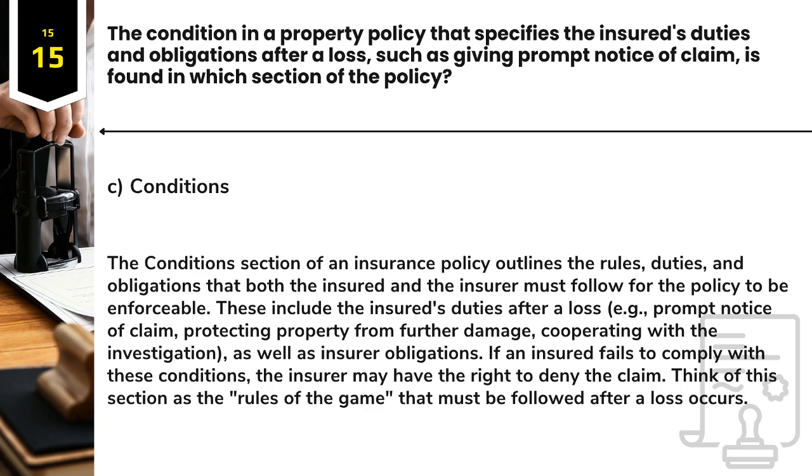Answer: C. Conditions. The conditions section of an insurance policy outlines the rules, duties, and obligations that both the insured and the insurer must follow for the policy to be enforceable. These include the insured's duties after a loss, e.g., prompt notice of claim, protecting property from further damage, cooperating with the investigation, as well as insurer obligations. If an insured fails to comply with these conditions, the insurer may have the right to deny the claim. Think of this section as the rules of the game that must be followed after a loss occurs.